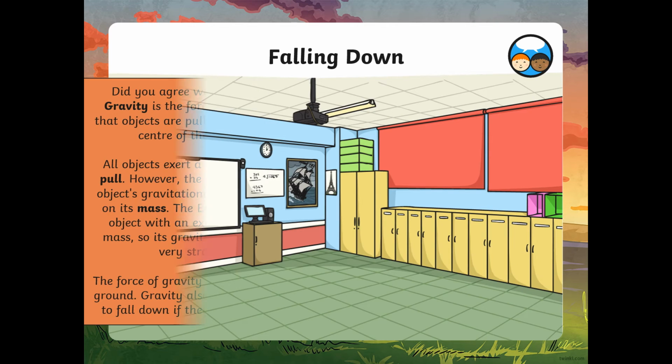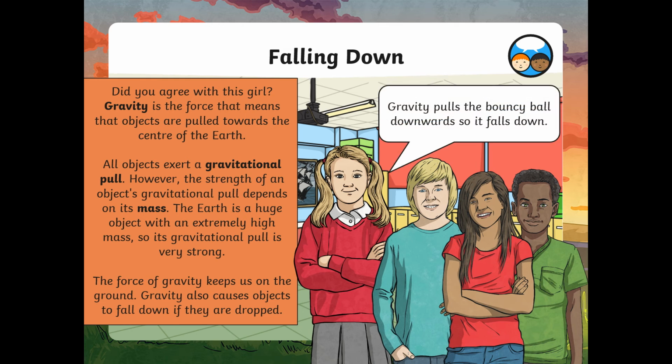Well, of course, gravity pulls the bouncy ball downwards, so it falls down. This is correct. Gravity is the force that means that all objects are pulled towards the centre of the Earth. All objects exert a gravitational pull, but only really big ones, only ones with a lot of mass, are strong enough to feel. The Earth is a huge object, and we're very close to it. That's why it has an extremely high mass.